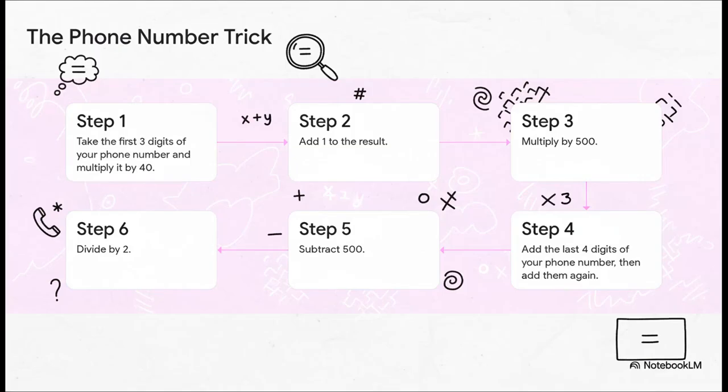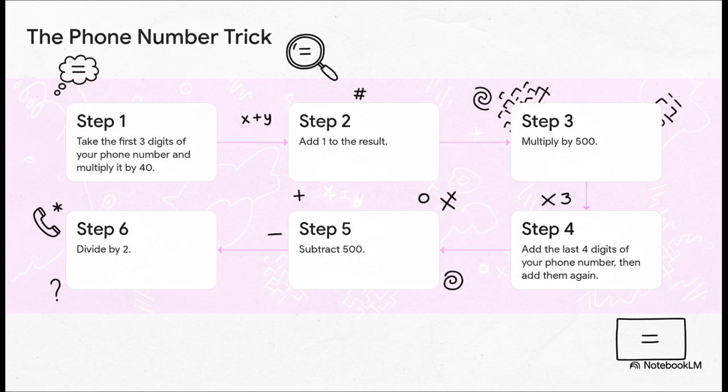All right, just follow these 6 steps with me. Step 1, take the first 3 digits of your phone number, not the area code, and multiply that by 40. Got it? Okay. Step 2, just add 1 to whatever you have. Easy enough? Step 3, take that whole new number and multiply it by 500.